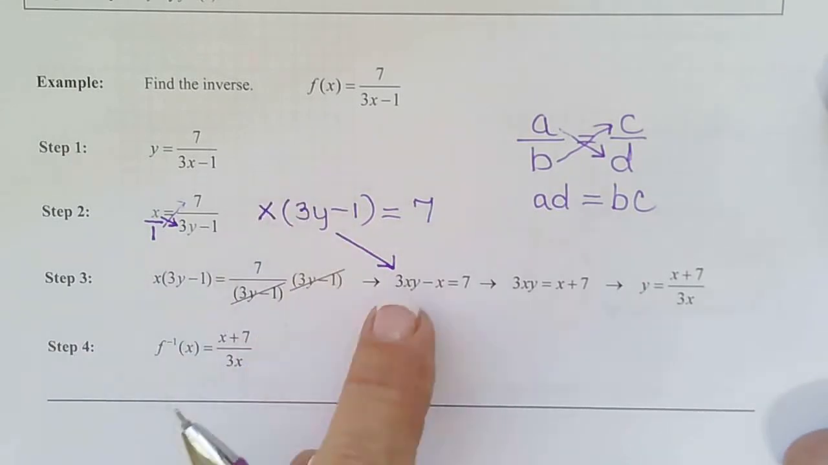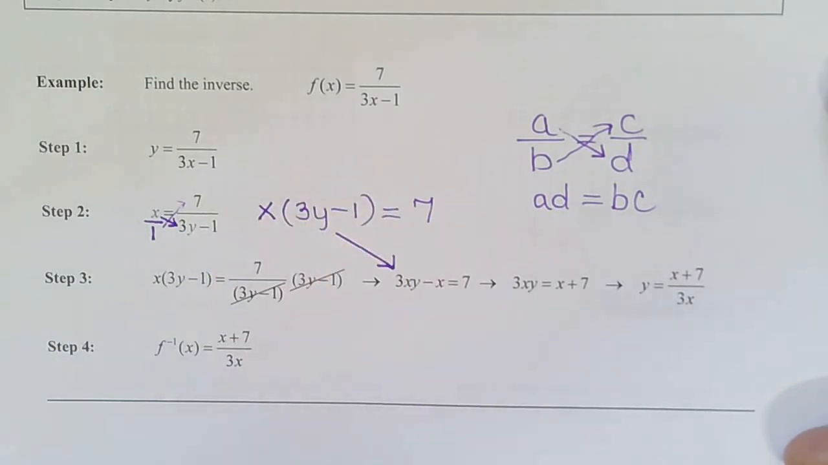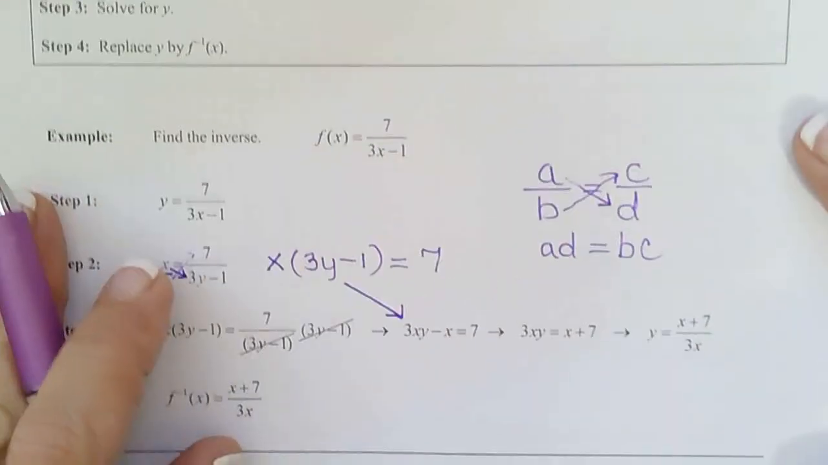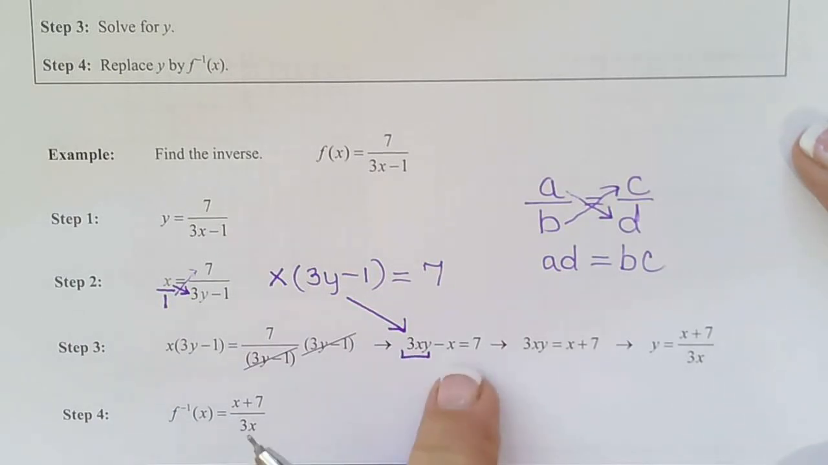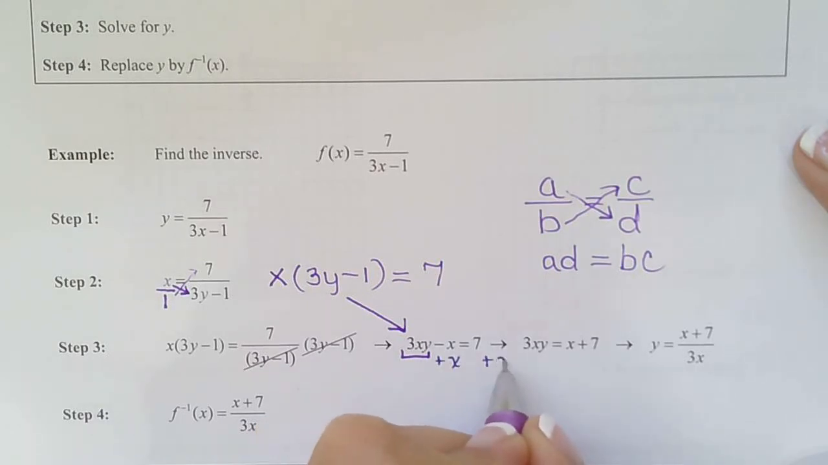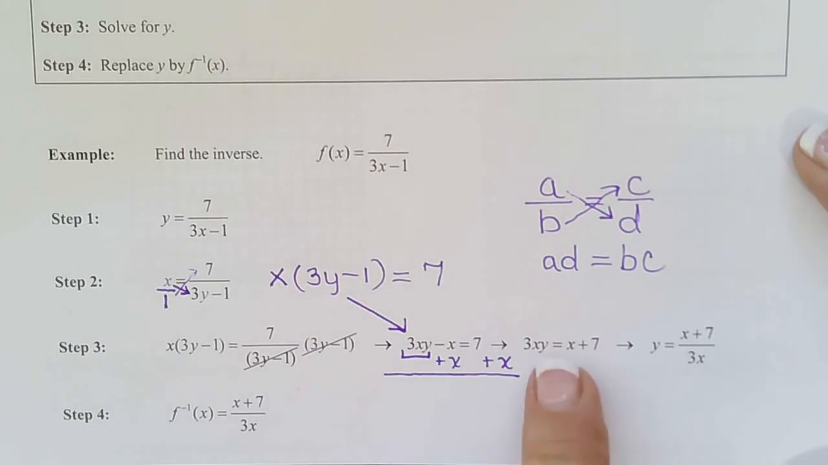Then we distribute: 3xy minus x is equal to 7. And then step 3 above says solve for y. So that means I need to get the term with a y all by itself. So that requires that we add x to get it over to the other side because I need y all by itself on the left-hand side. So that produces this, 3xy, this will cancel, equals x plus 7 or 7 plus x.